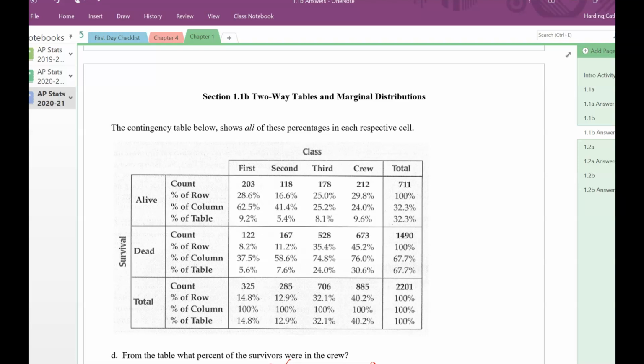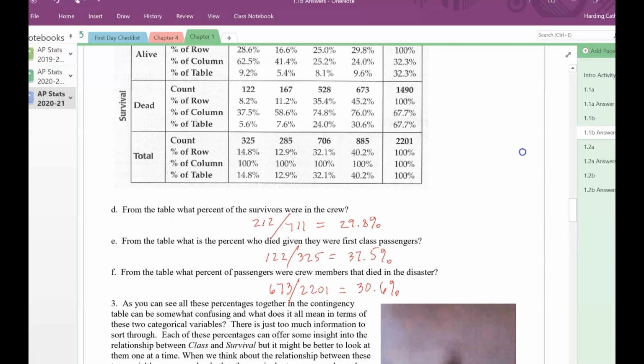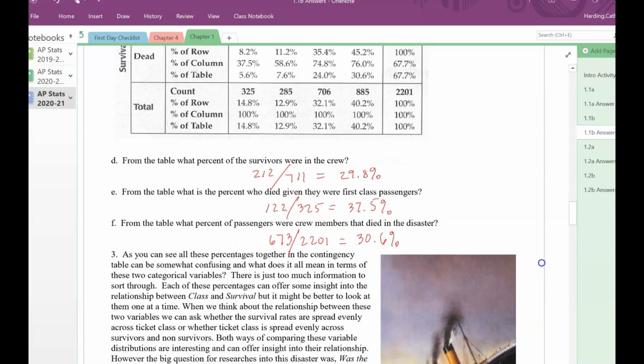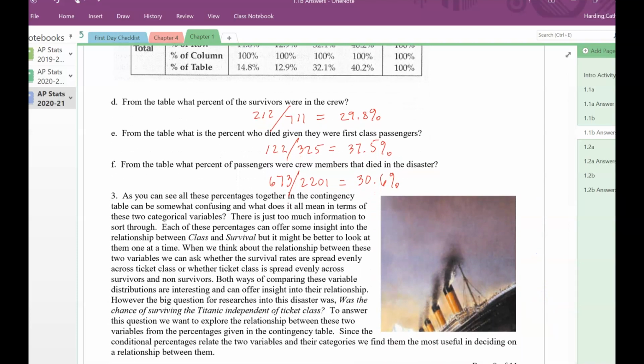But if I ask you to answer part D from the table, what percent of the survivors were in the crew, it might not immediately jump out at you what you're supposed to be looking at. There's a lot of information in this table. So answering D, E, and F, you would most likely go back to the original contingency table to do it. You can check your answers there if you worked those out. So as you can see, all the percentages together in the contingency table can be somewhat confusing. So it's probably better to just look at the original contingency table, not with all of the percentages there.